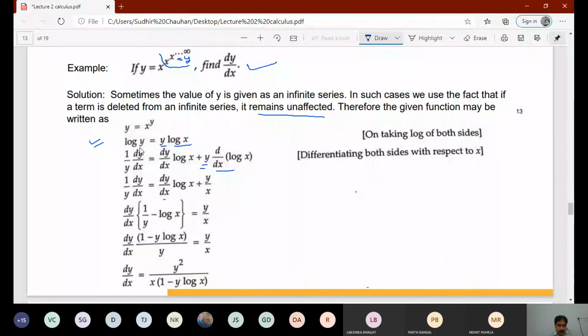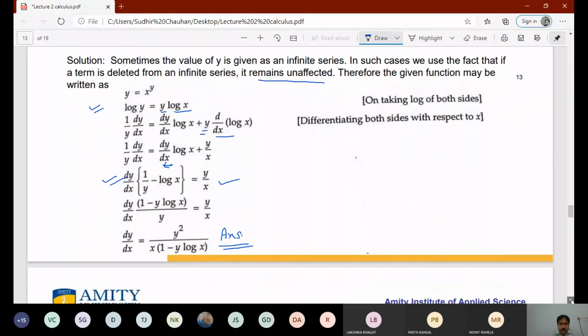Now dy by dx can be taken on one side and then we can take it common. So its value is y upon x. Now dy by dx, we can cross multiply it and its value will be y square upon x into 1 minus y log x. So that is the answer. If we get these types of questions, then we have to convert these types of functions again in terms of y, and for that we can use the property of infinite series.